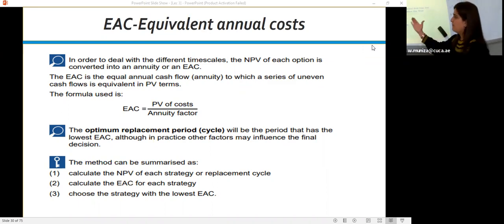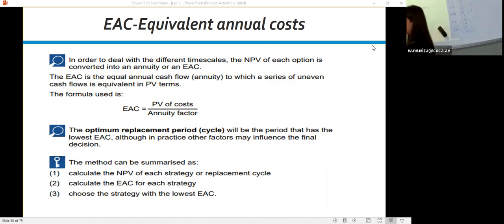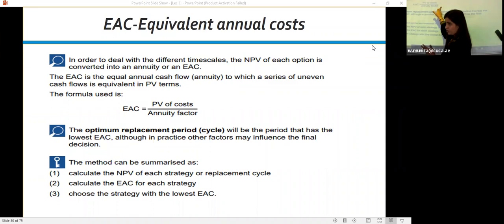So the method can be summarized as follows: calculate the NPV for each strategy, or replacement cycle, calculate the EAC for each strategy, and choose the strategy with the lowest EAC. So first you are going to calculate the NPV for all the replacement strategies. Then you are going to apply the formula on all of these. Whichever is giving the least EAC, you are going to go for that. So it's really just one step extra.